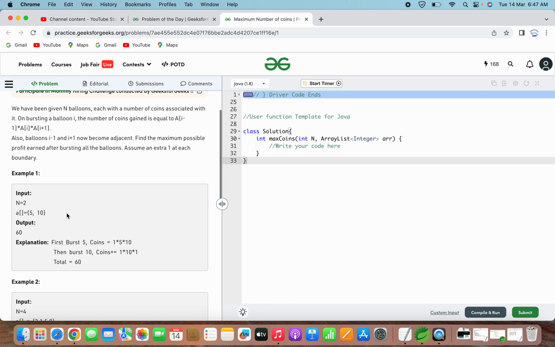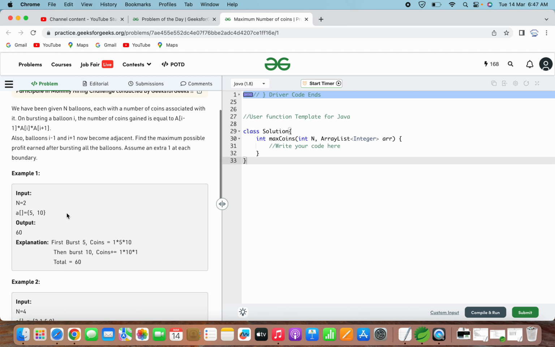So I hope both the examples are clear. Here the approach we will use to solve this problem will be the dynamic programming approach. The idea is to consider all possible combinations of balloons and calculate the maximum number of coins that can be obtained by bursting them one by one. To avoid recomputation of the same subproblem, we store the result of a subproblem in the 2D array matrix.